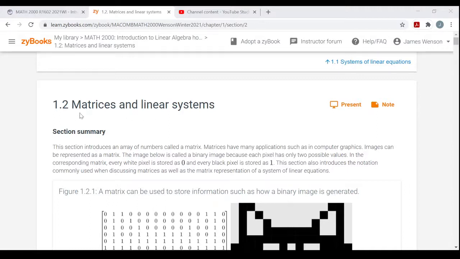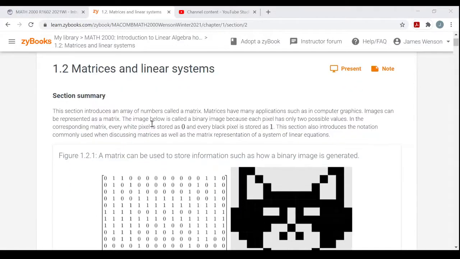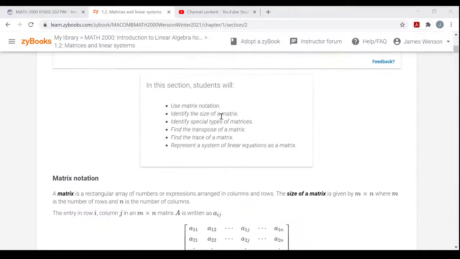Okay, so this is matrices and linear systems. You can read the summary, and here are the objectives. In this section, you will be able to use matrix notation, identify the size of a matrix, identify special types of matrices, which is the plural of matrix, find the transpose of a matrix, find the trace of a matrix, and finally, represent a system of linear equations as a matrix.